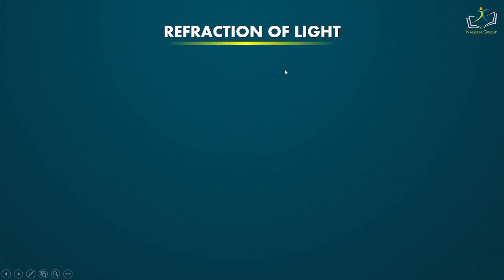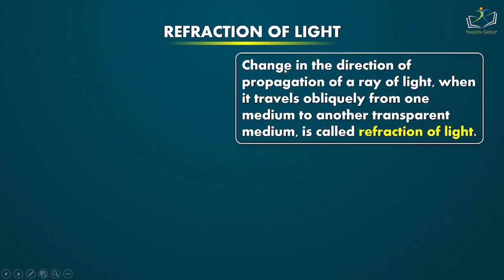Now let's study refraction of light. Refraction of light is the change in the direction of propagation of a ray of light when it travels obliquely from one transparent medium to another. When a ray of light strikes a medium and then travels from one medium to another, that is called refraction. On the opposite, in reflection, the ray is reflected in the same medium. Here it is moving from one medium to another medium.